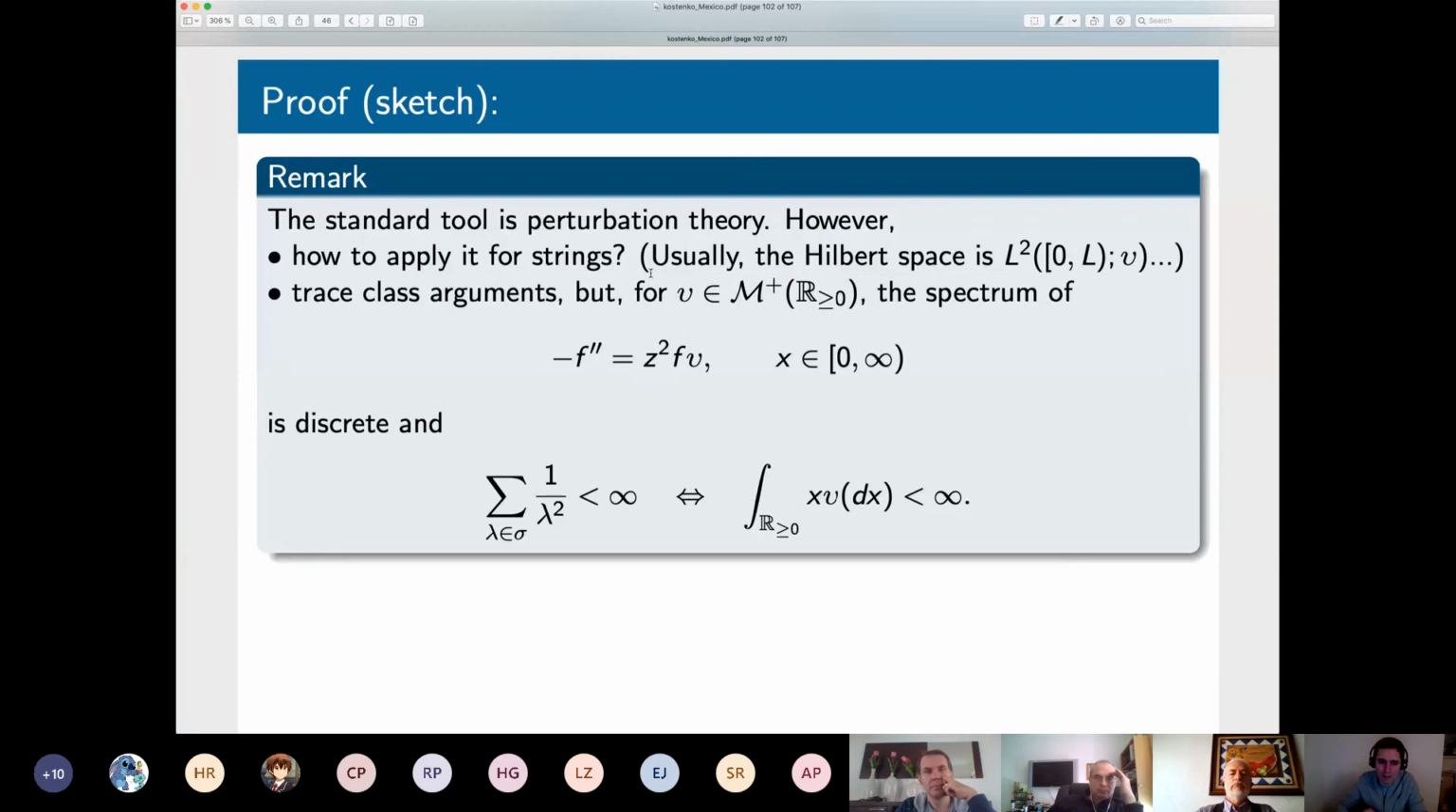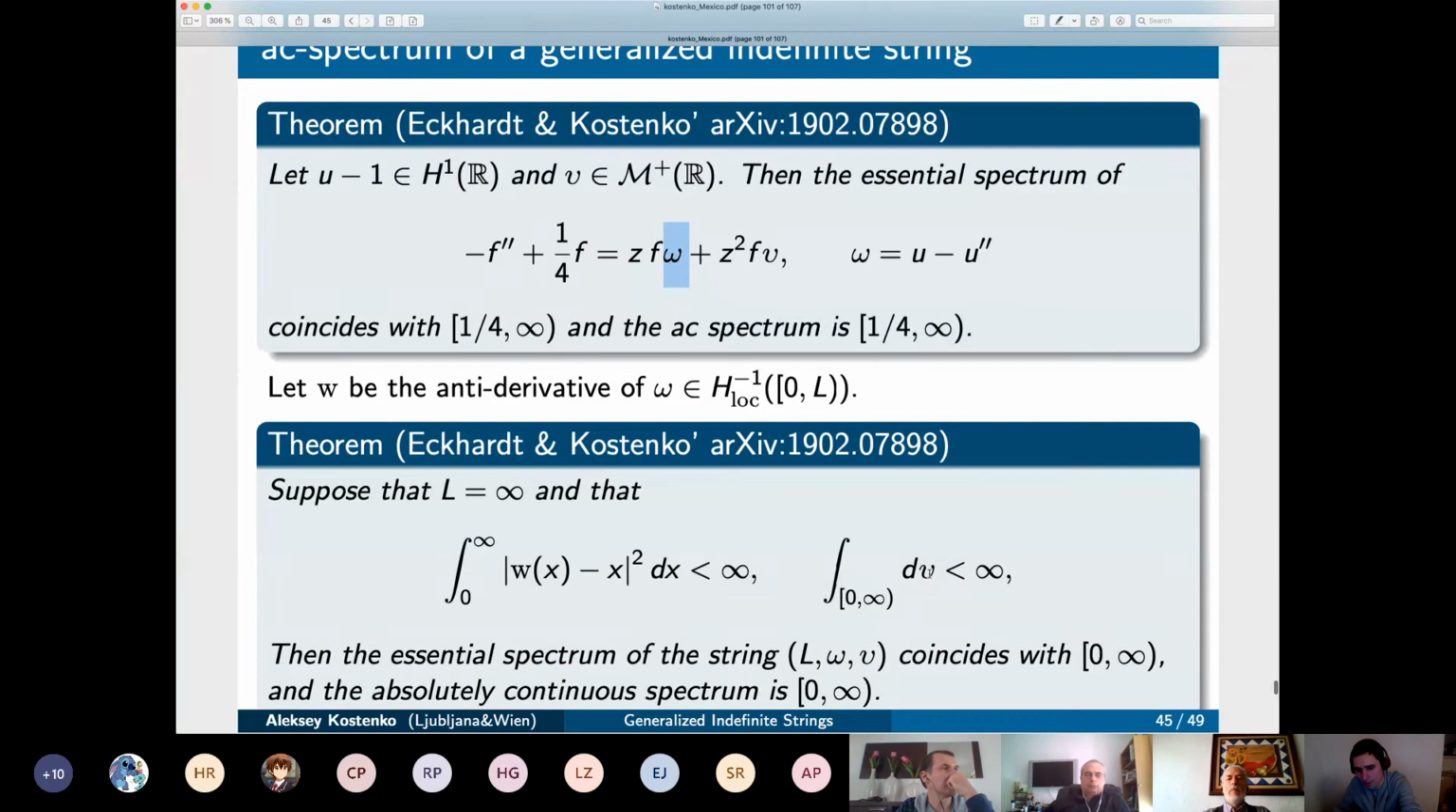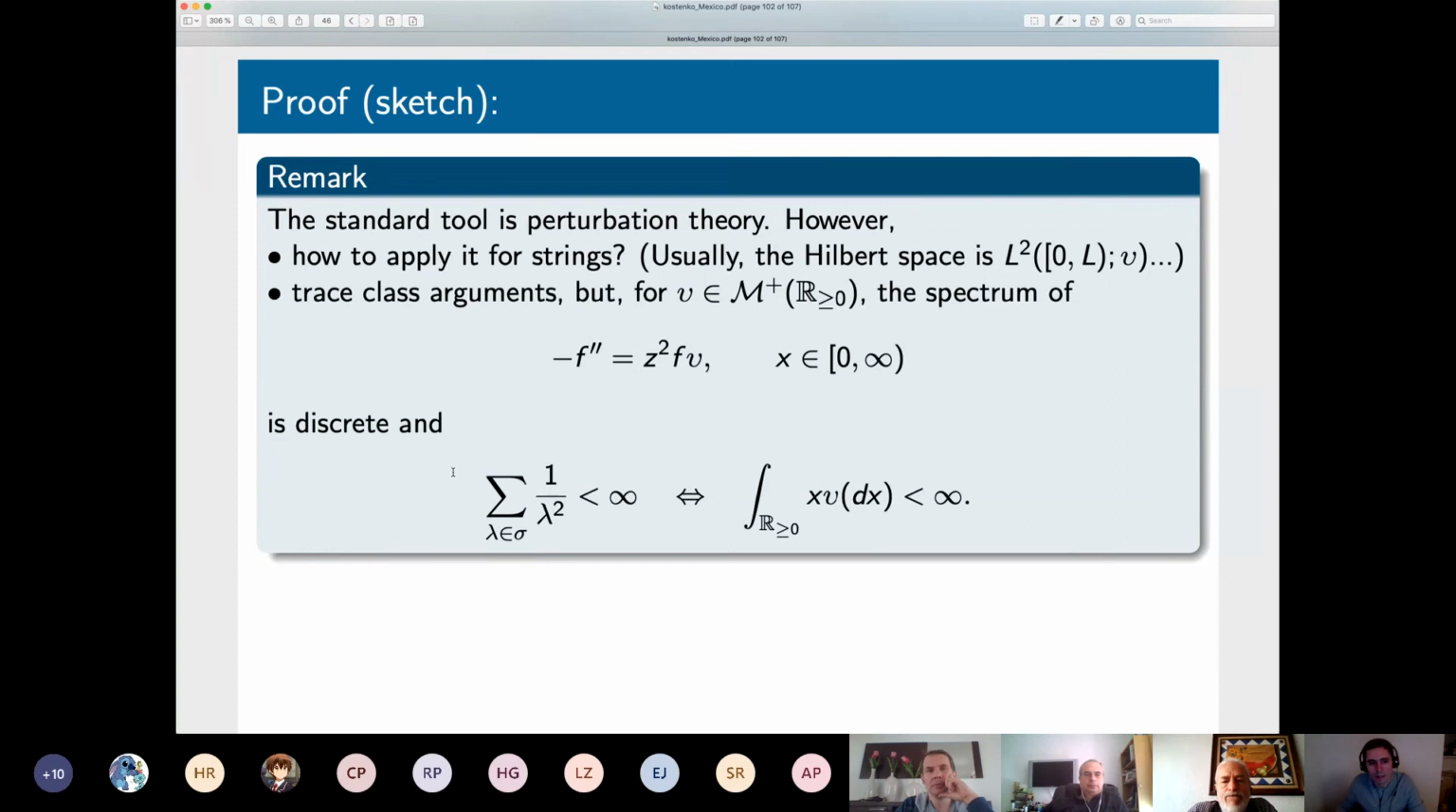Moreover, another obstacle: if you use perturbation theory, then the Kato-Rosenblum theorem says that the absolutely continuous spectrum is conserved under trace class perturbations. But here, in the theorem below, we assume that V is a finite measure. Hilbert-Schmidt class would require that our measure is not only finite but has finite first moments. So even the standard perturbation theory technique is no longer applicable.